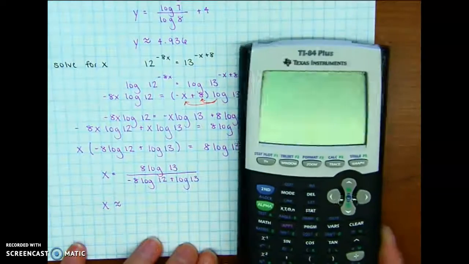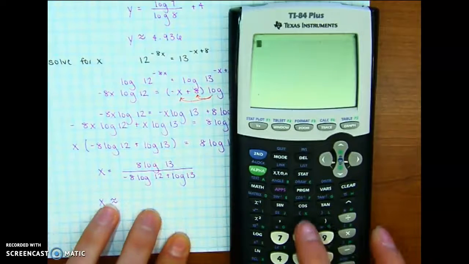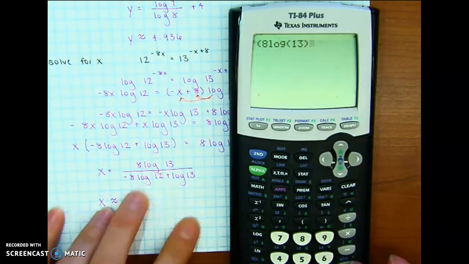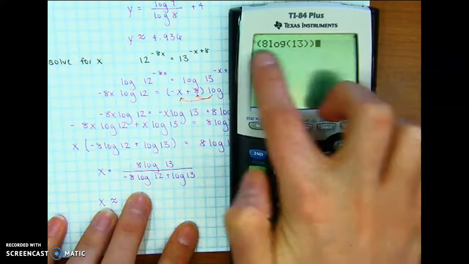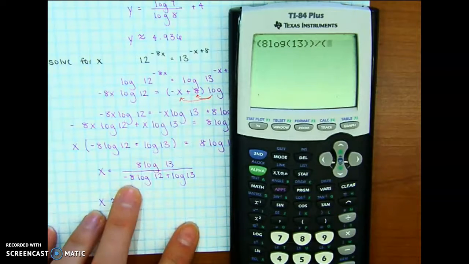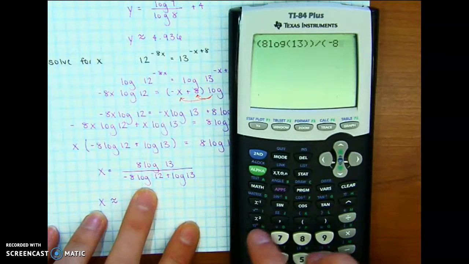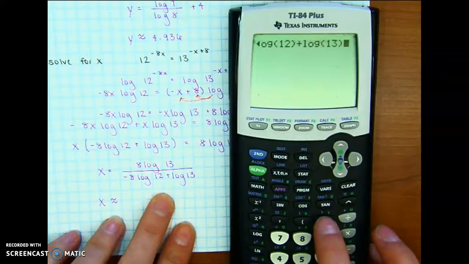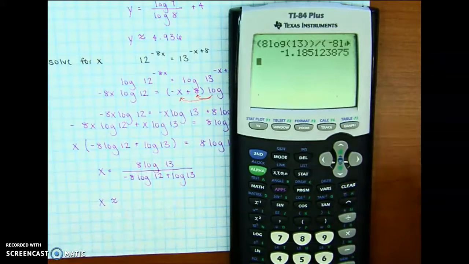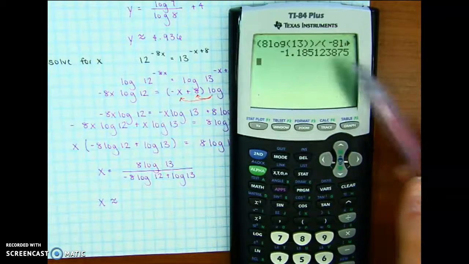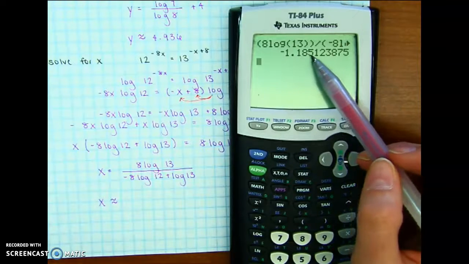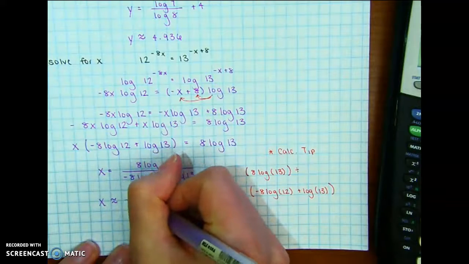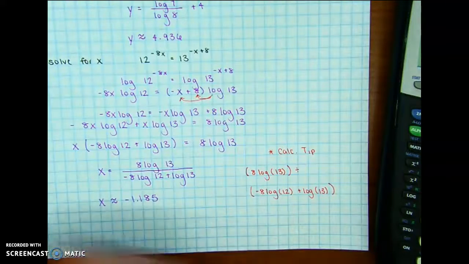So this is what it looks like. So like I said, parentheses 8 log, there's the parentheses for my 13. Close my parentheses for the numerator, divided by parentheses for the entire denominator, negative 8 log of 12 plus log of 13. And then don't forget to close your parentheses for the entire denominator. And let's round to the nearest thousandth. So it'll be approximately negative 1.185. And then we are done.